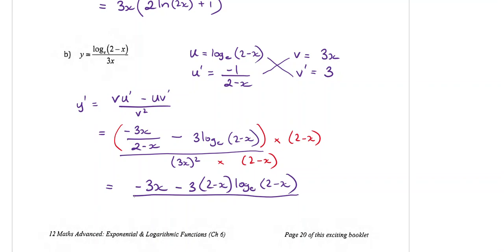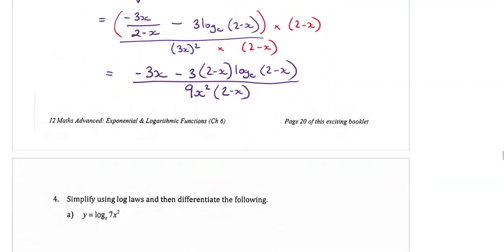Then on the bottom, 3x squared is the same as 9x with the squared there. But I also have to times that with a 2 minus x. So, I don't know, in some ways it made it bigger, but it did get rid of the fraction that was in my fraction. Yeah? Okay. Question 4.